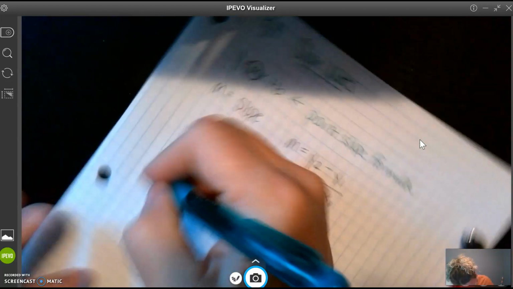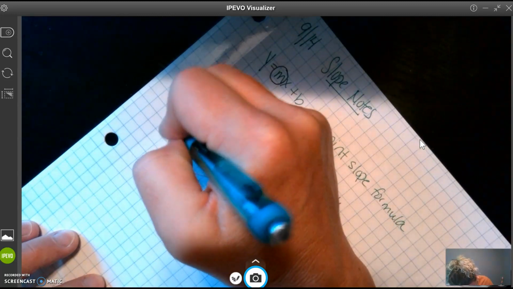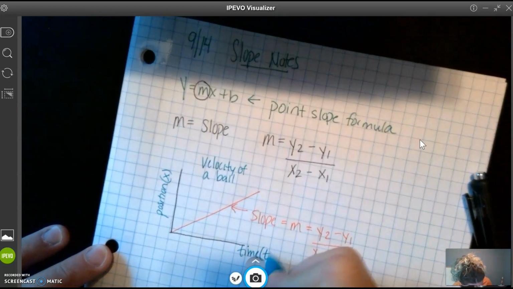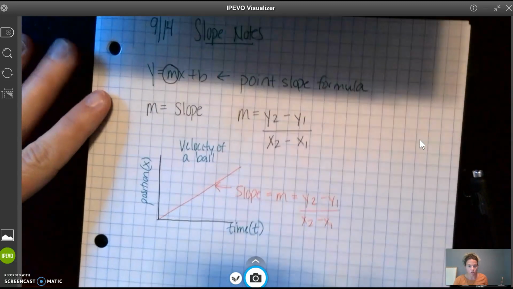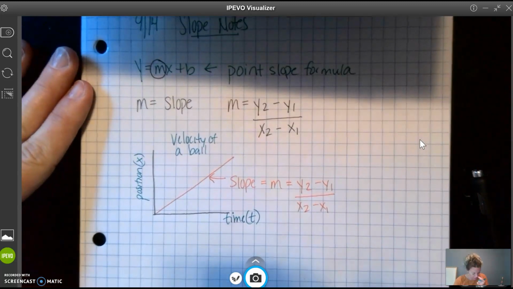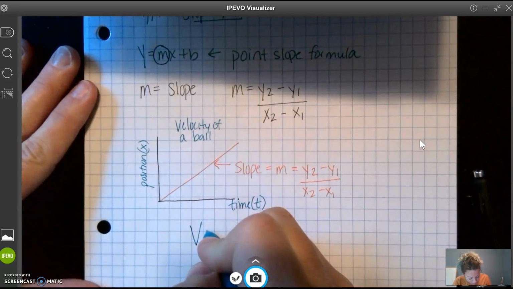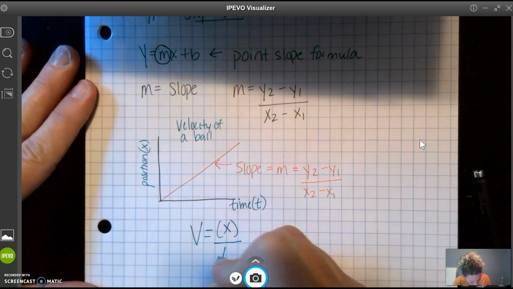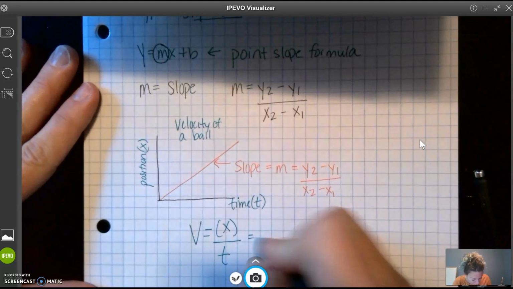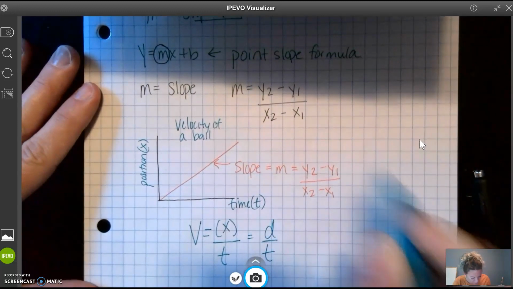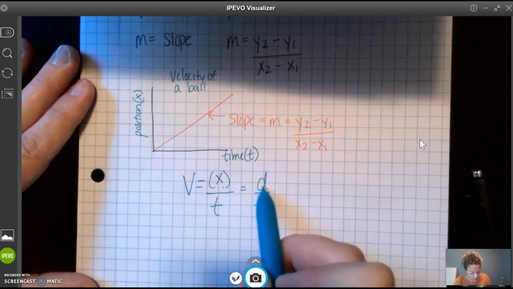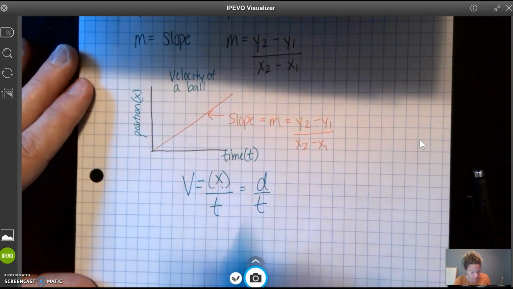We know that we need to take the position, which we call x, and divide it by the time. This is the displacement divided by the time. So what does that look like in an equation? V equals position divided by time, right? We could also say d over t, right? Please remember that these top two are exactly the same thing. They mean the same thing.